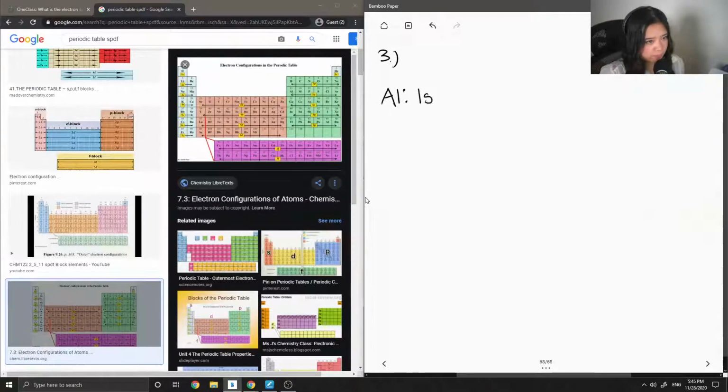So for aluminum, it is found here. And it just goes 1s2, 2s2, going to 2p6, and then 3s2, and then finally 3p1.